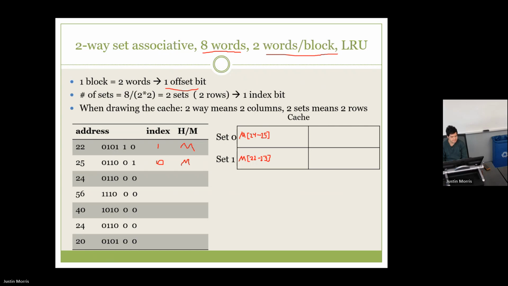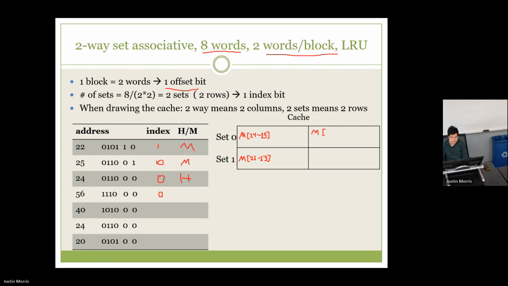24. What's my index? There's something valid here. Does the tag match? Okay, so we have 56. What's my index? There is something valid here. Does my tag match? But there's an open spot.